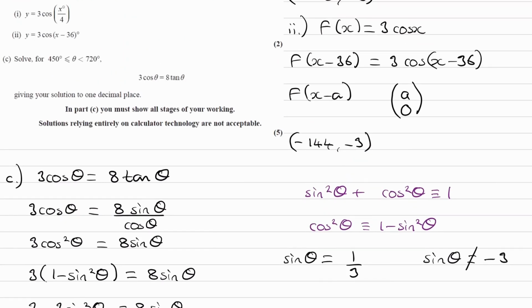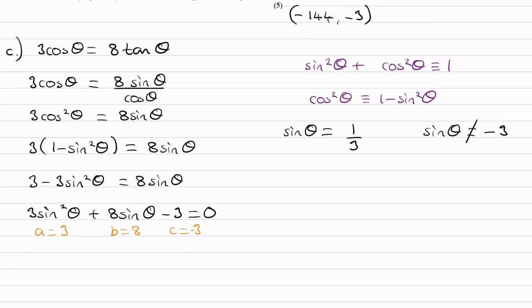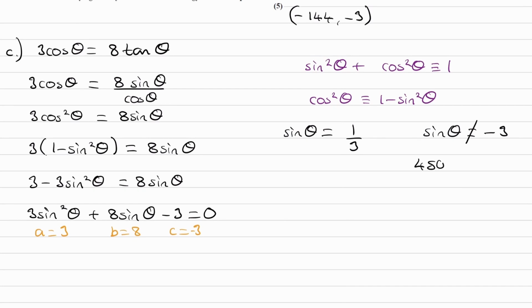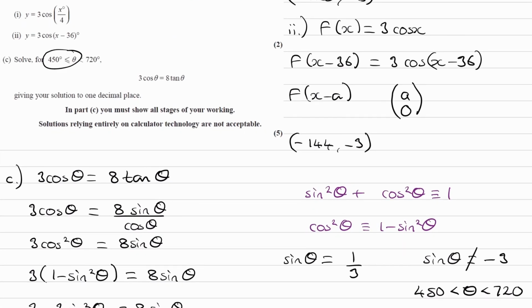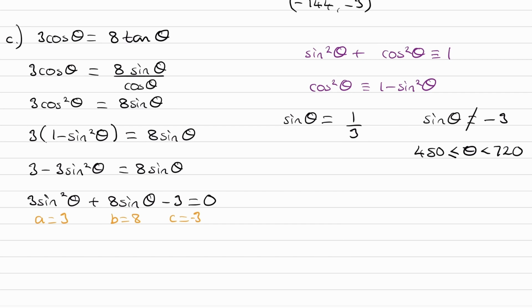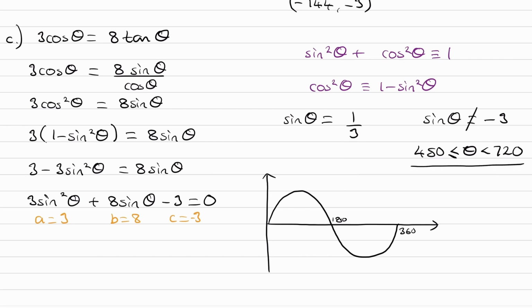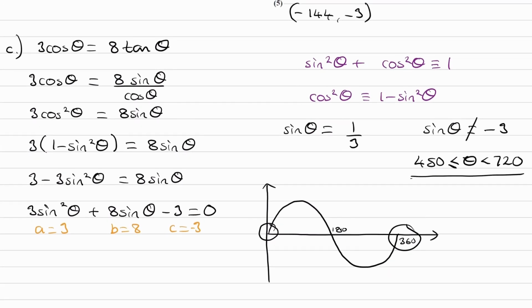And if we look above, the interval is 450 to 720. So 450 ≤ theta ≤ 720, and it is including 450, so I'll change that. Okay, so let's draw out a sine graph. I've drawn it between 0 and 360. I know we're solving between 450 and 720. Because the sine graph repeats itself every 360 degrees, if we find the answers between 0 and 360, we can just simply add 360 onto those solutions to then get it into this domain here, 450 to 720.